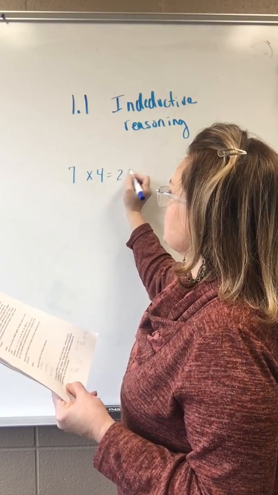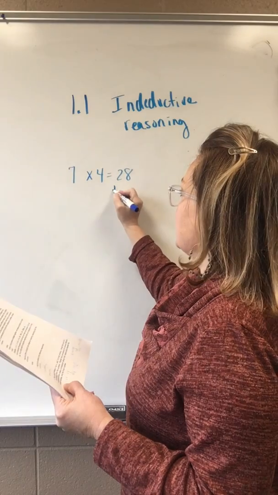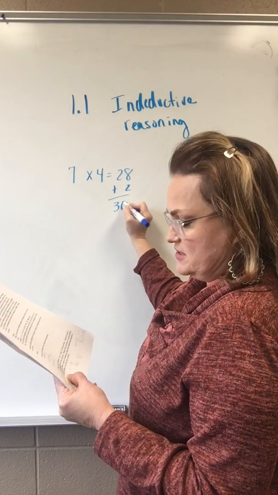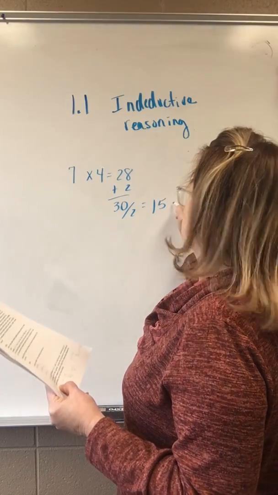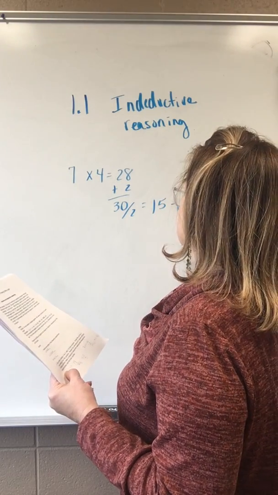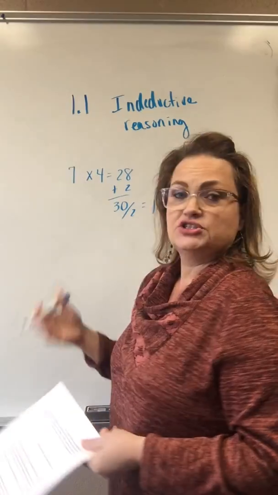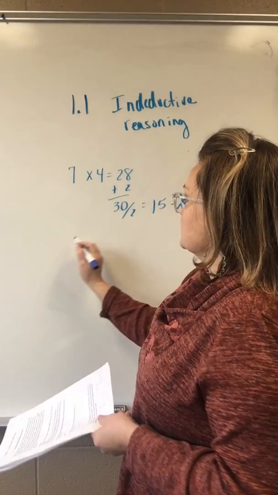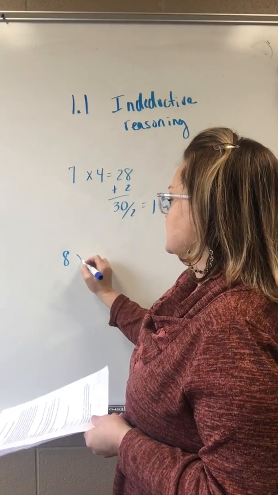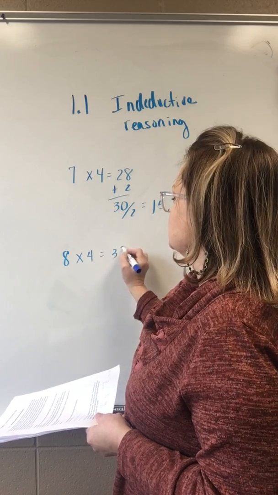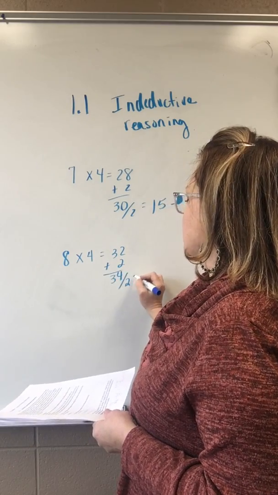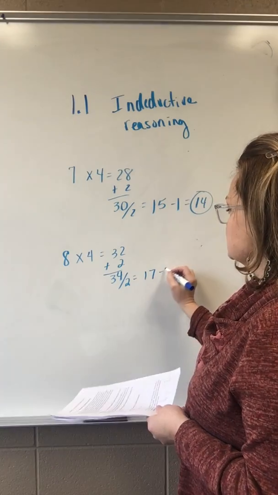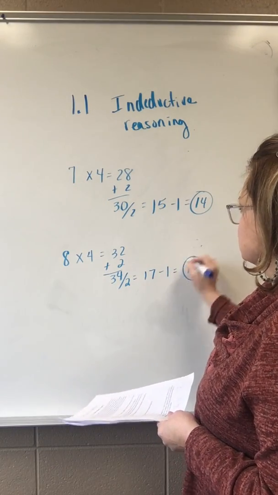Multiply it by 4 is 28. Then it says add 2 to that, which would be 30. Divide that number by 2, which is 15. Subtract 1, 14. Do it again with some other examples. So I'm going to do the number 8. 8 times 4 is 32. Add 2 to that is 34. Divide by 2 is 17. Then it says subtract 1, 16.